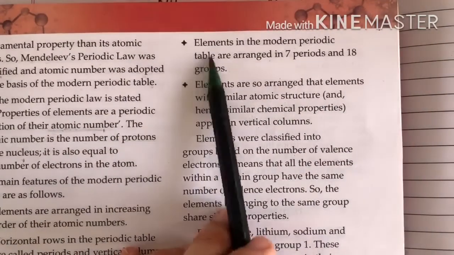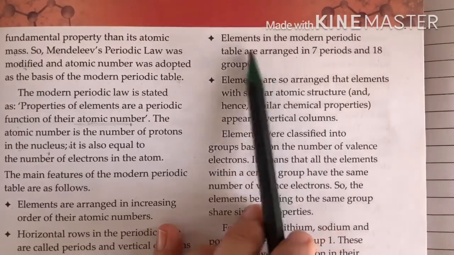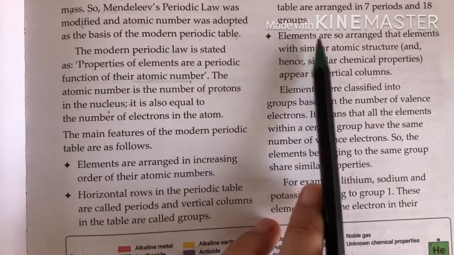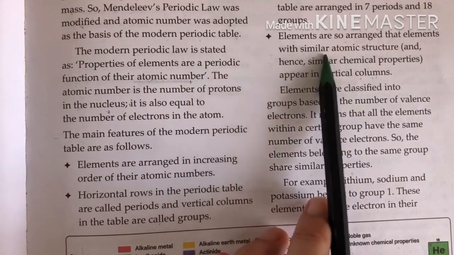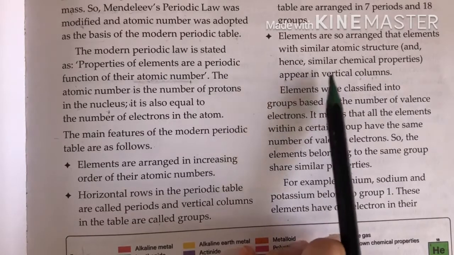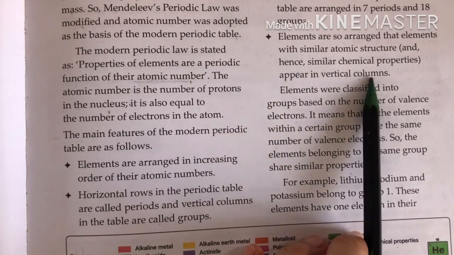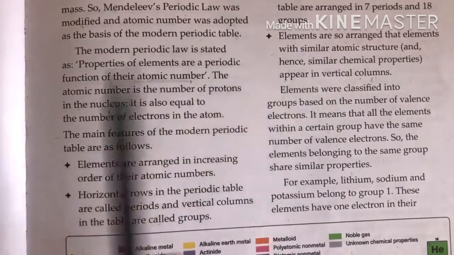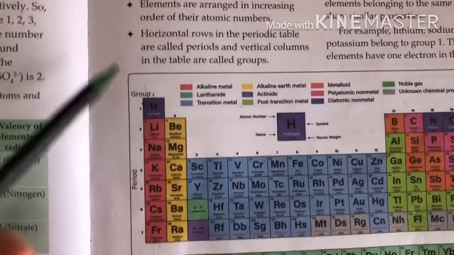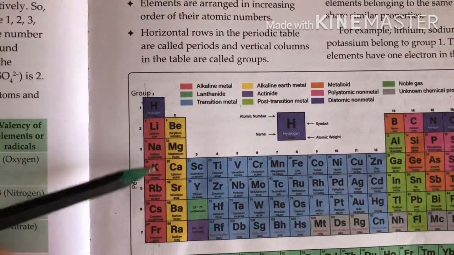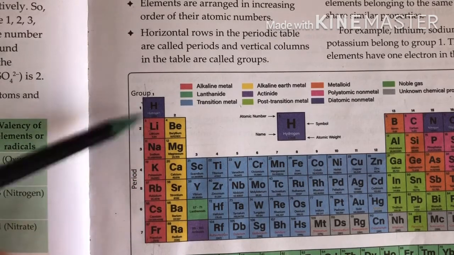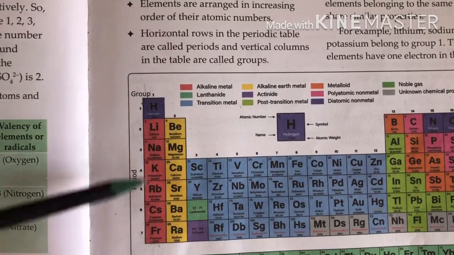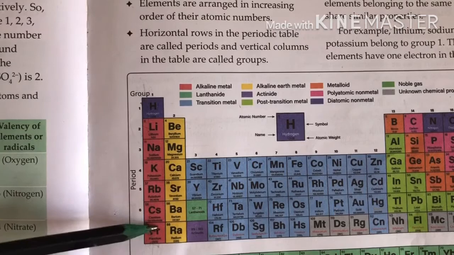So our next point is elements in the modern periodic table are arranged in 7 periods and 18 groups. Elements are so arranged that elements with similar atomic structure appear in the vertical columns. Means the elements having similar atomic structure are kept in the same group, like helium, lithium, sodium, potassium. So these are kept in the same group, means some properties are similar.